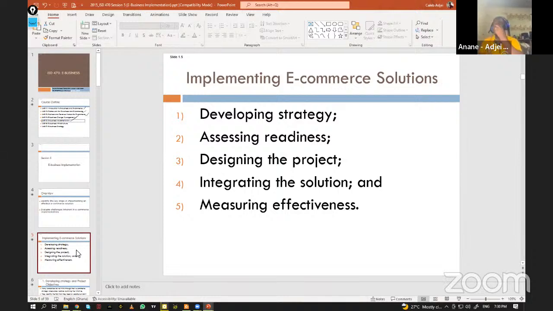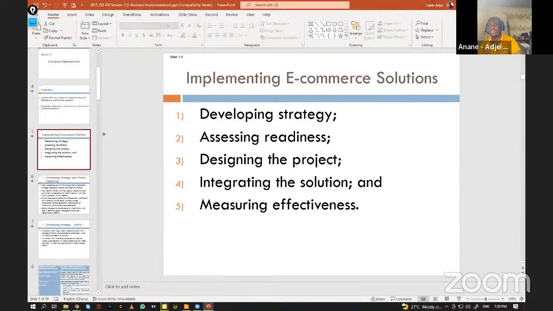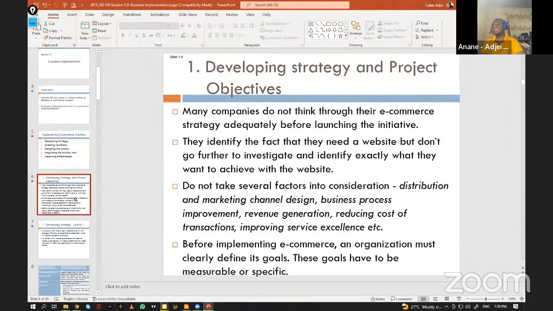When we say we are developing an e-business strategy, what does it mean? E-business strategy, what does it mean? There will be a deeper part of it when we get to Unit 7, okay? How to develop an effective e-business strategy. But let's start from here. Developing strategy and project objective.